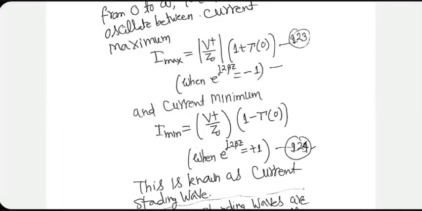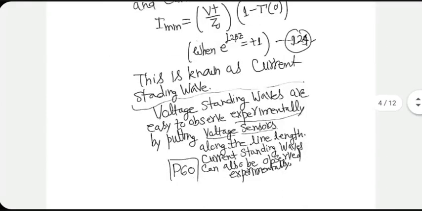Very easy to figure out because of the minus sign in the current equation, the result is opposite for the same value of e to the power j2 beta Z. You get current standing waves also, like voltage standing waves. These can be observed experimentally. Voltage standing wave is reasonably easy. Current standing wave can also be observed if necessary.